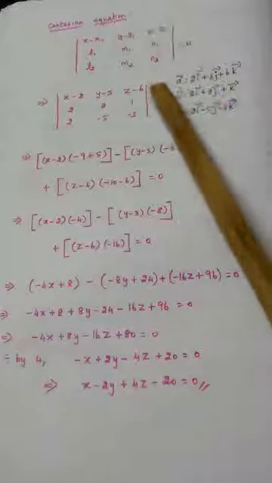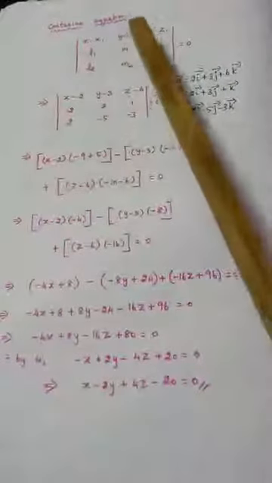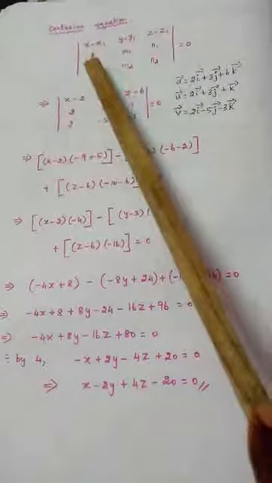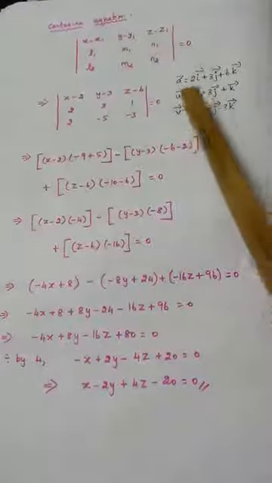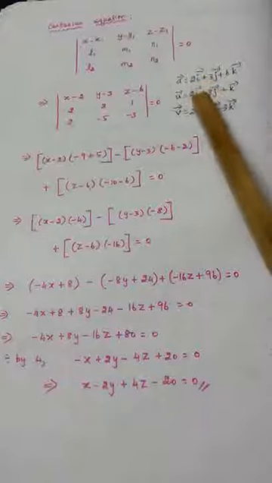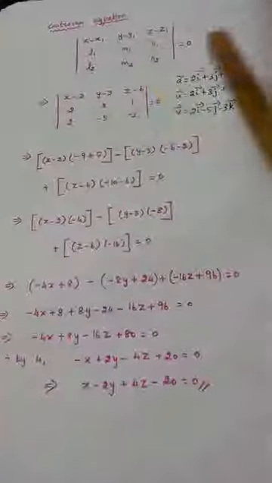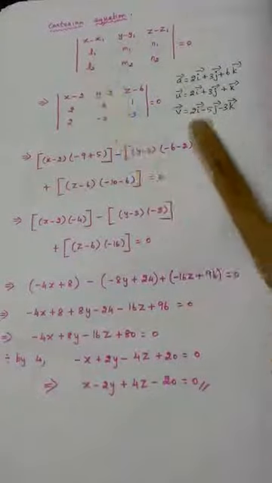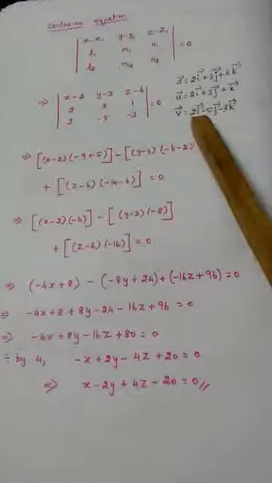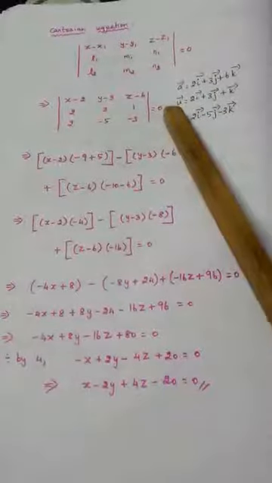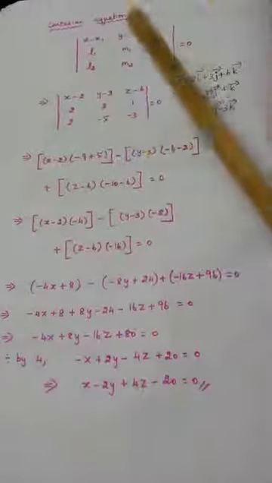In place of z1 write 6, in place of y1 write 3, in place of x1 write 2. Then another one is L1, M1, N1. This is the first parallel vector. So 2, 3, 1. What is L2, M2, N2? Take from the V vector: 2, minus 5, minus 3. Equal to 0. So we should expand this and find out the answer.